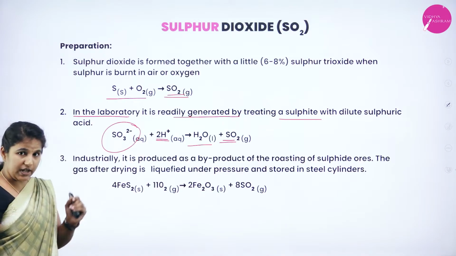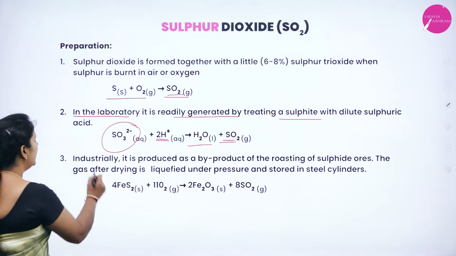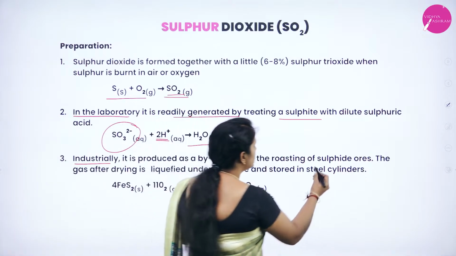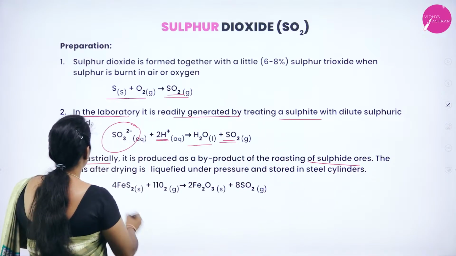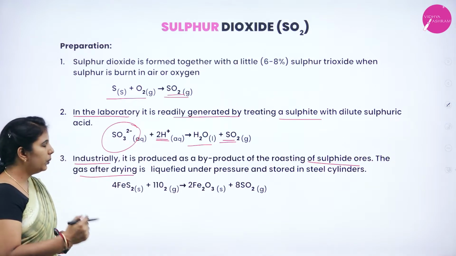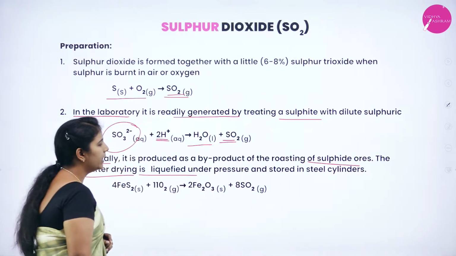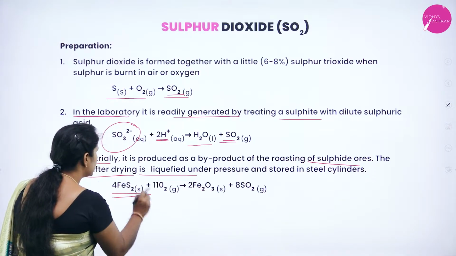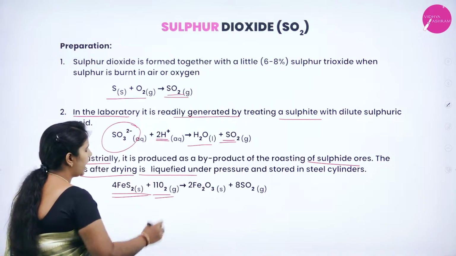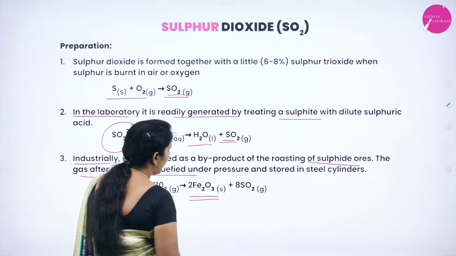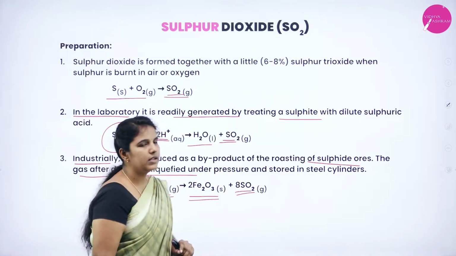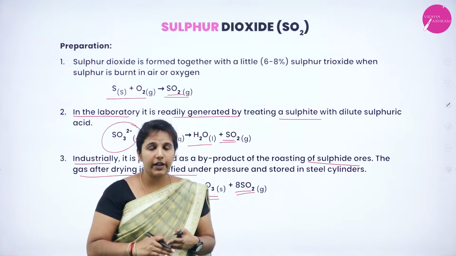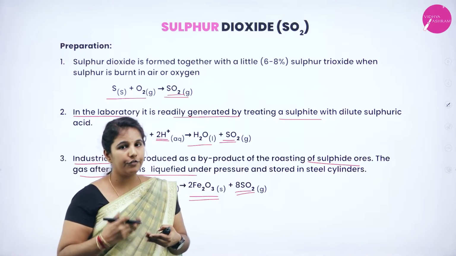Coming to the industrial method, how can we prepare this sulfur dioxide? Industrially, it is produced as a byproduct of roasting the sulfide ores, and the gas which is formed after that is dried, liquefied under pressure and stored in steel cylinders. So, iron sulfide is allowed to react with oxygen to give iron oxide with the formation of sulfur dioxide. This is how sulfur dioxide is prepared by different methods.